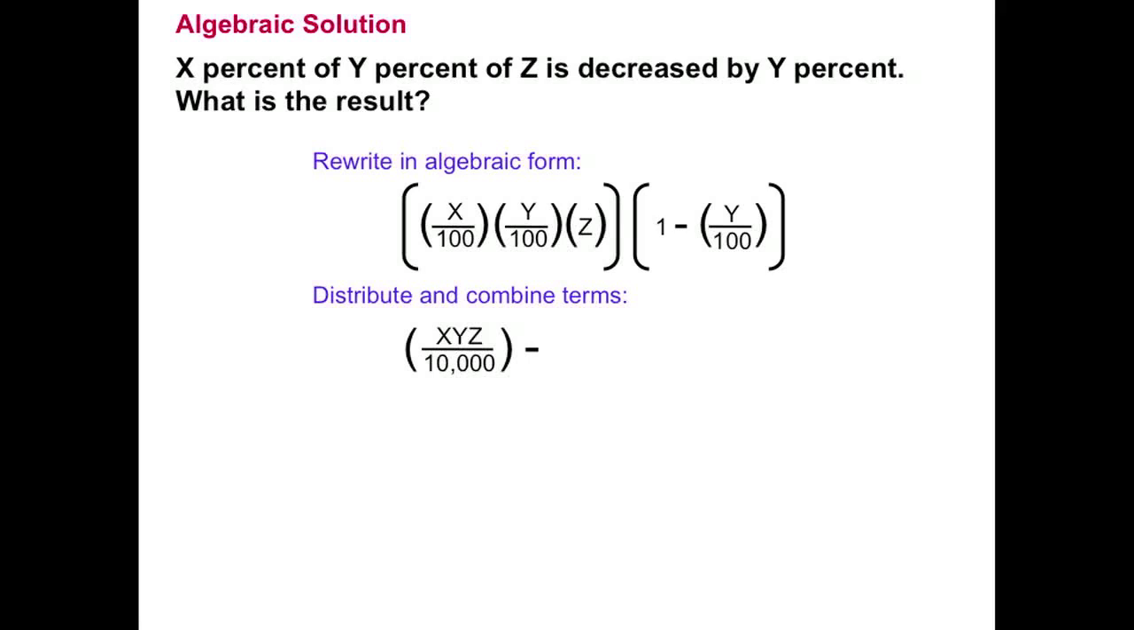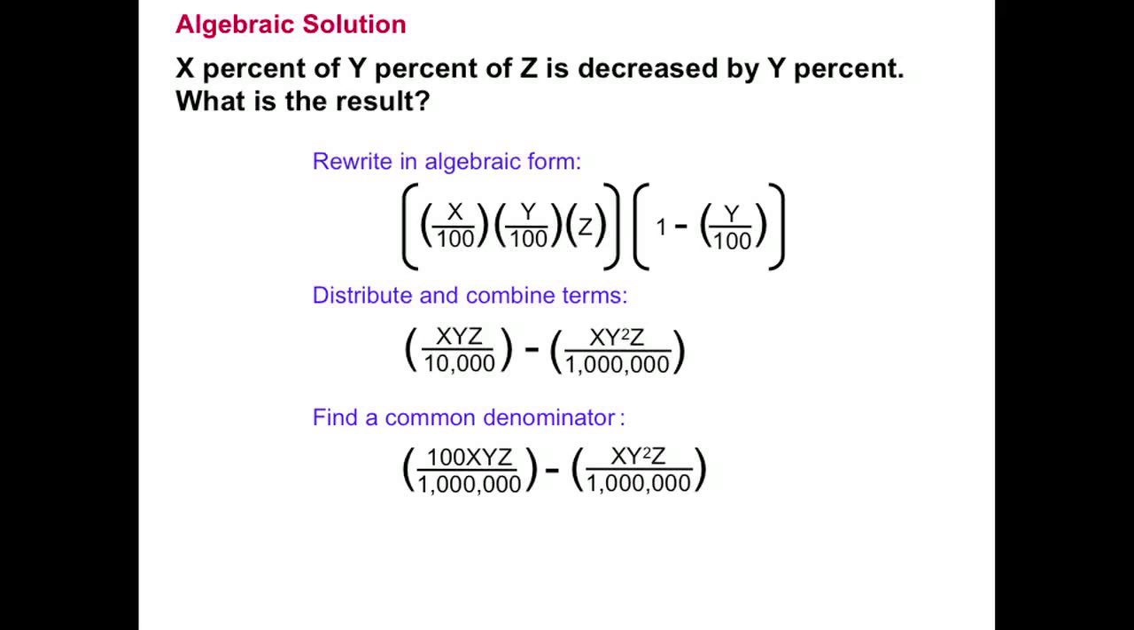Now it's fairly easy to combine on this first side, and you'll see that you have over 10,000 from the two 100s. Noticing on the second side though, we have this over 100 3 separate times. This is going to give us a denominator of 1 million. And we need to create our first fraction in such a way as to agree with that second fraction. We need to, in other words, create the denominator in the first fraction as 1 million also. In order to do that, and to keep the same value, we need to also multiply the numerator of that first fraction by 100. And this is what allows us to get to our final answer, where we have a 100 multiplied by the first polynomial in the numerator.